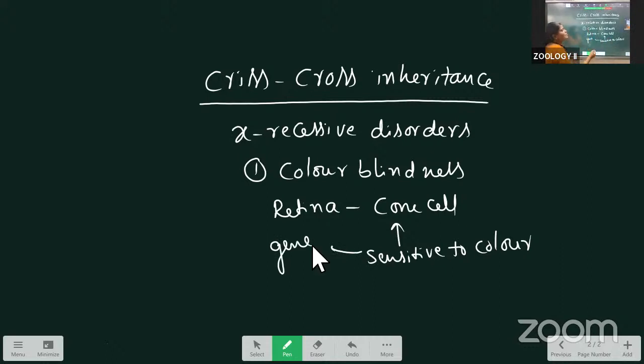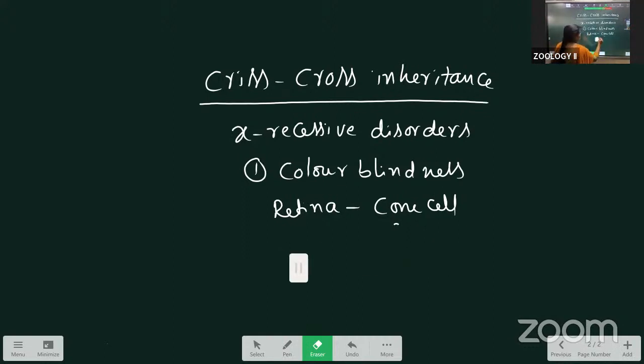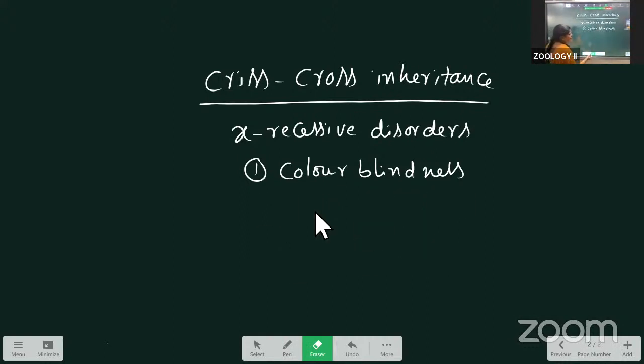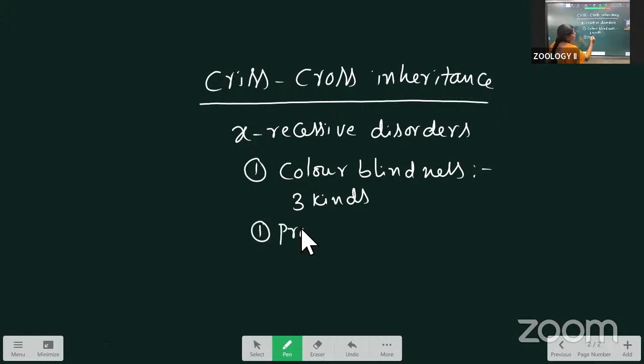Next, what disorders occur? Color blindness has three kinds. First one is called protanopia, or it is also called red color blindness.